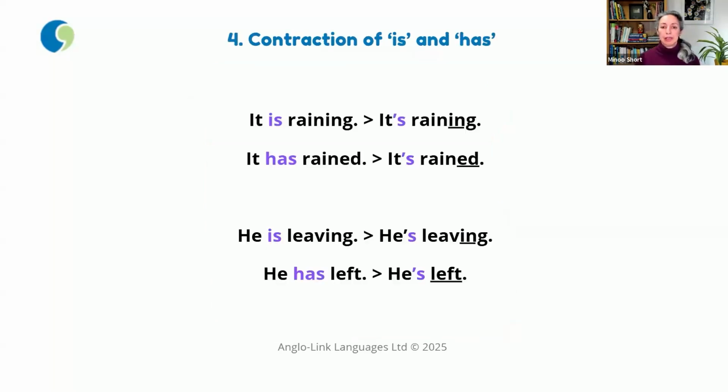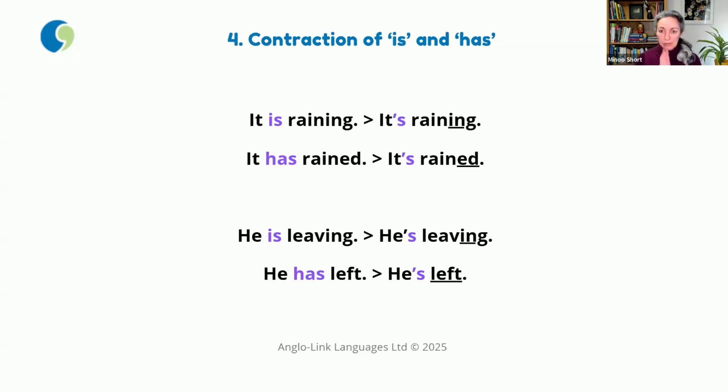Right, now finally the fourth use of the letter S is to contract the verbs is and has. For example, instead of saying it is raining, we usually say it's raining. It has rained, it's rained. He is leaving, he's leaving. He has left, he's left.